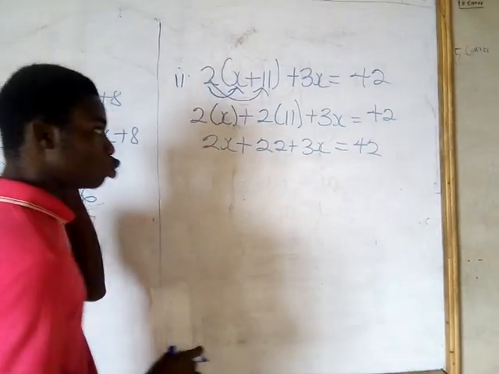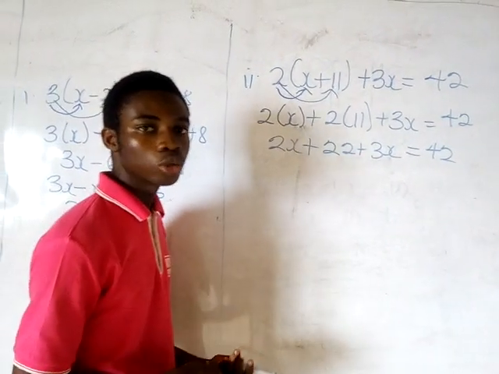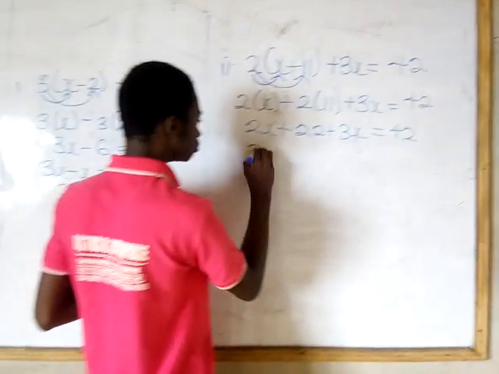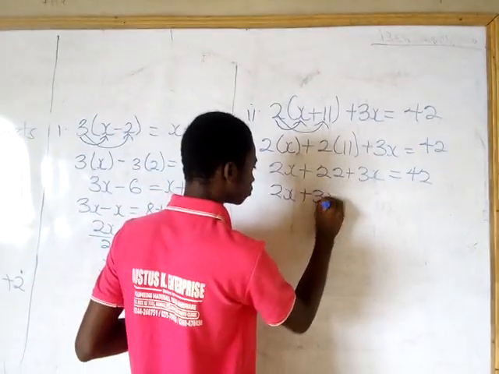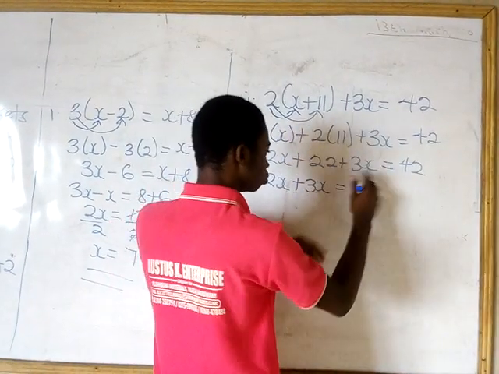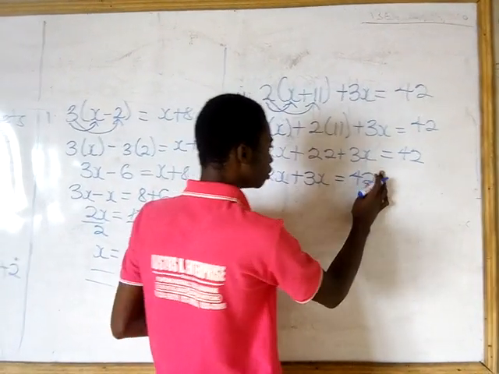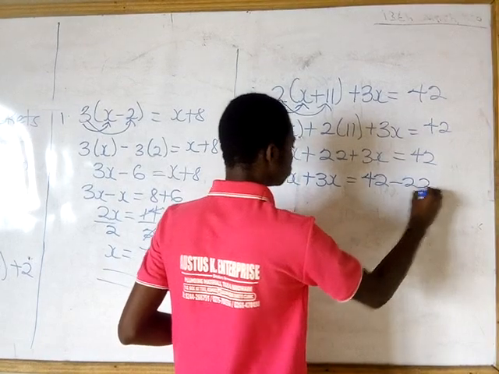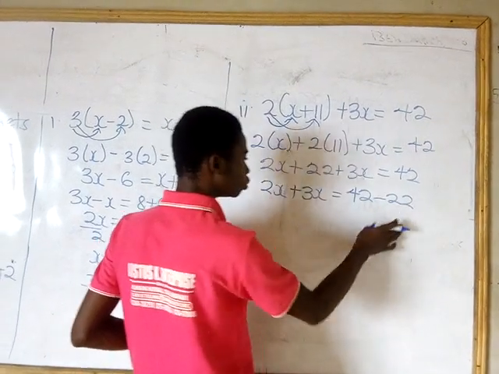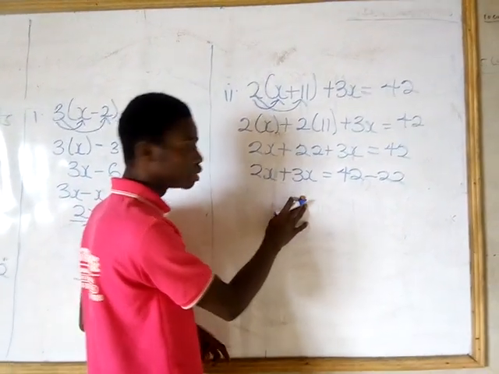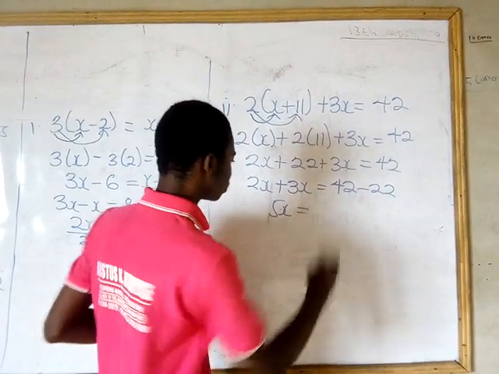So here you are going to do what? Group like terms. All those with variables at what? The left side. All those without variables at what? The right side. So here you group the 2x. You have positive 3x here. So you bring your positive 3x. Here the 22 is going to cross to the other side. So it becomes what? 22 crossing the equal to sign becomes what? Negative 22. It's positive here. When it crosses the equal to sign, it becomes what? Negative 22. So 2x plus 3x becomes what? 5x equals to 42 minus 22 becomes what?